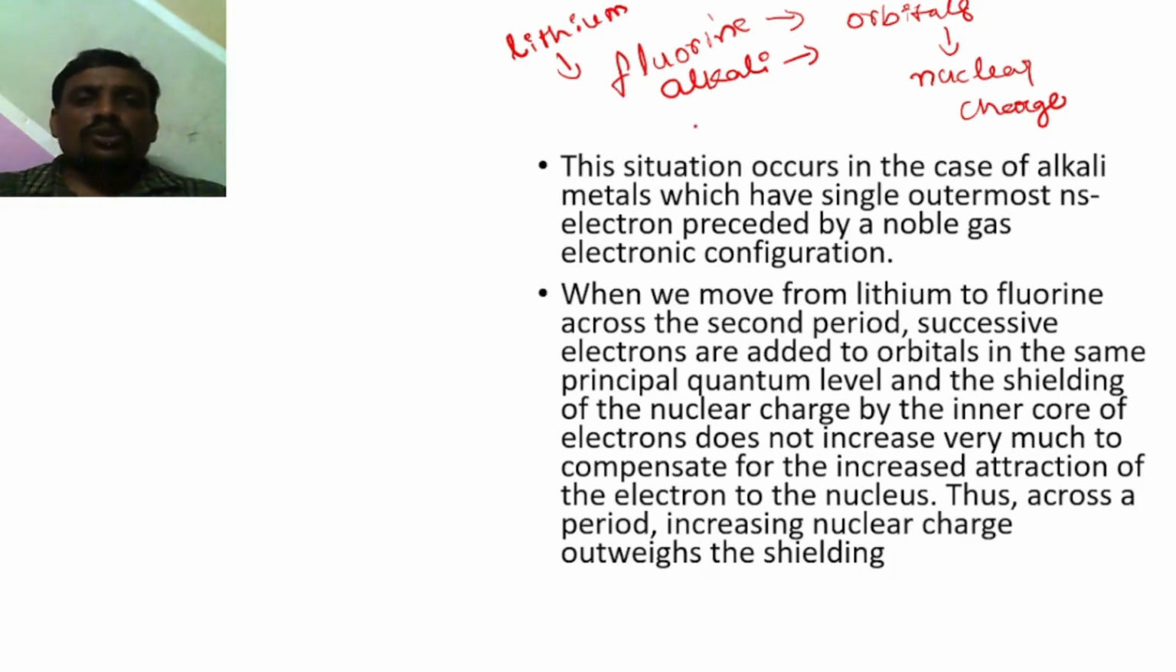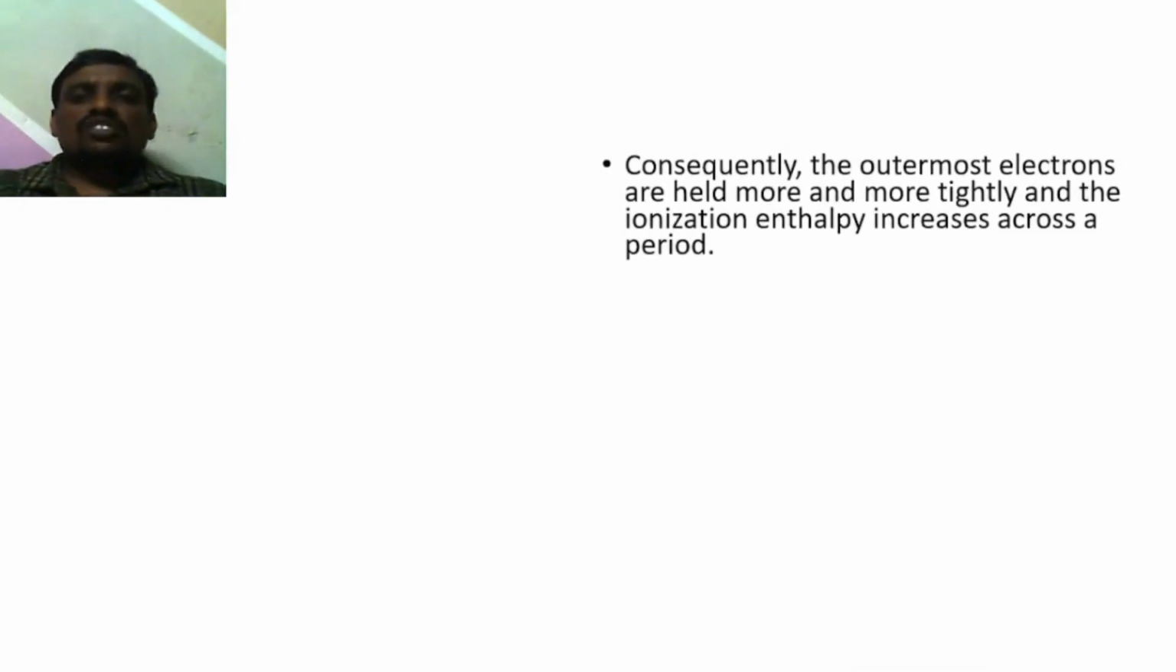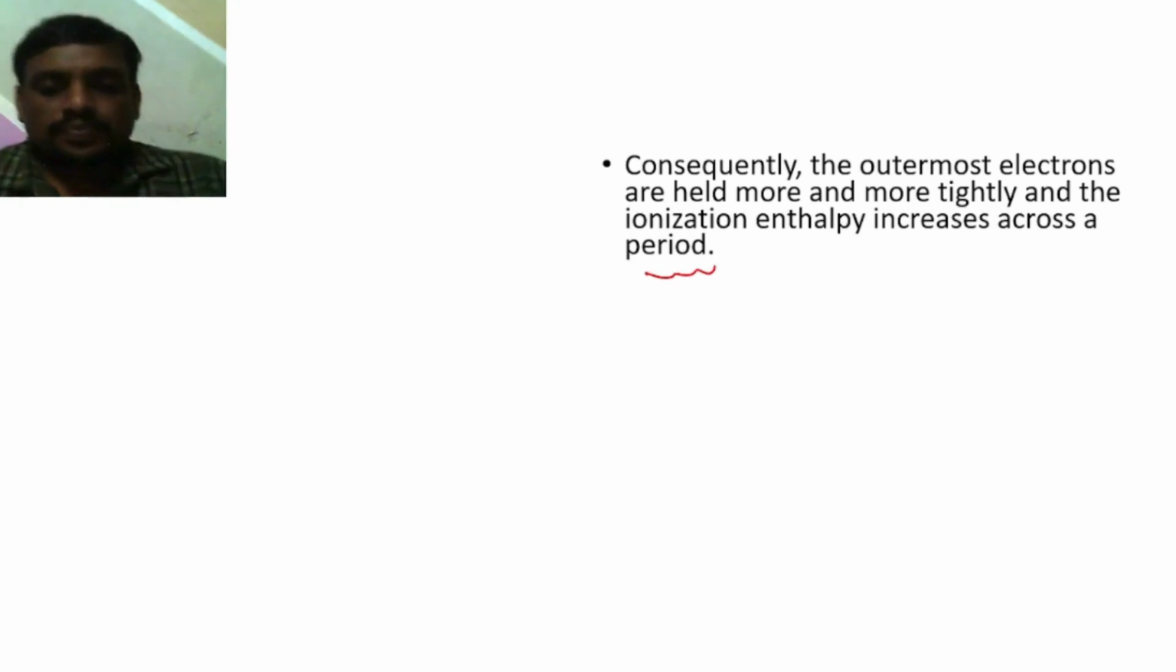What I am telling you is that whenever the nuclear charge increases, the process of shielding is also affected. So far, what have you understood? What do you mean by shielding? Consequently, outermost electrons are held more tightly, and the ionization enthalpy increases across a period.